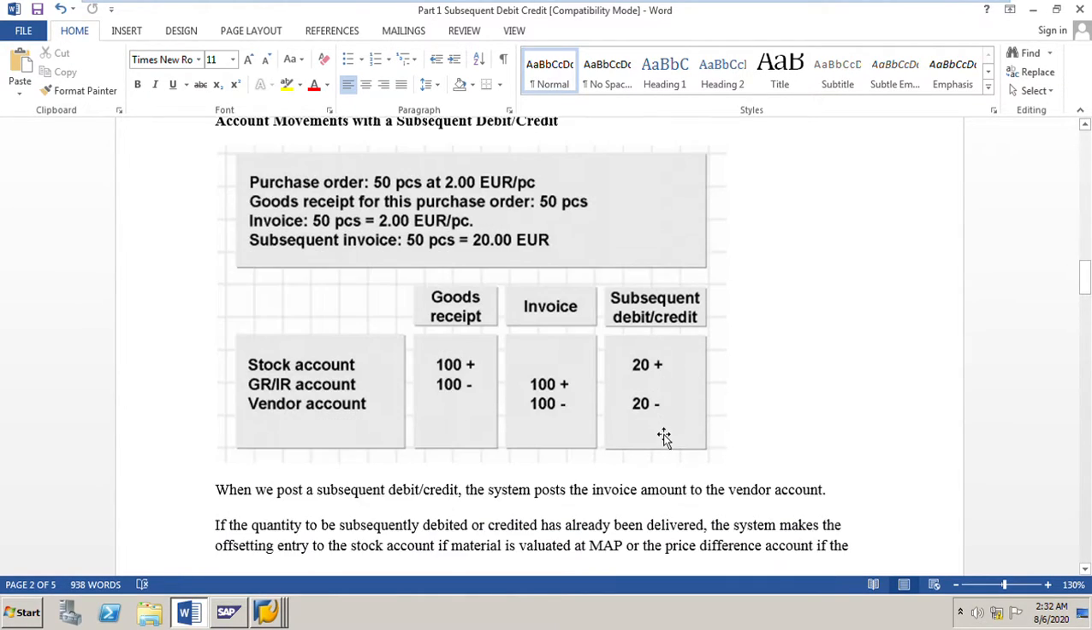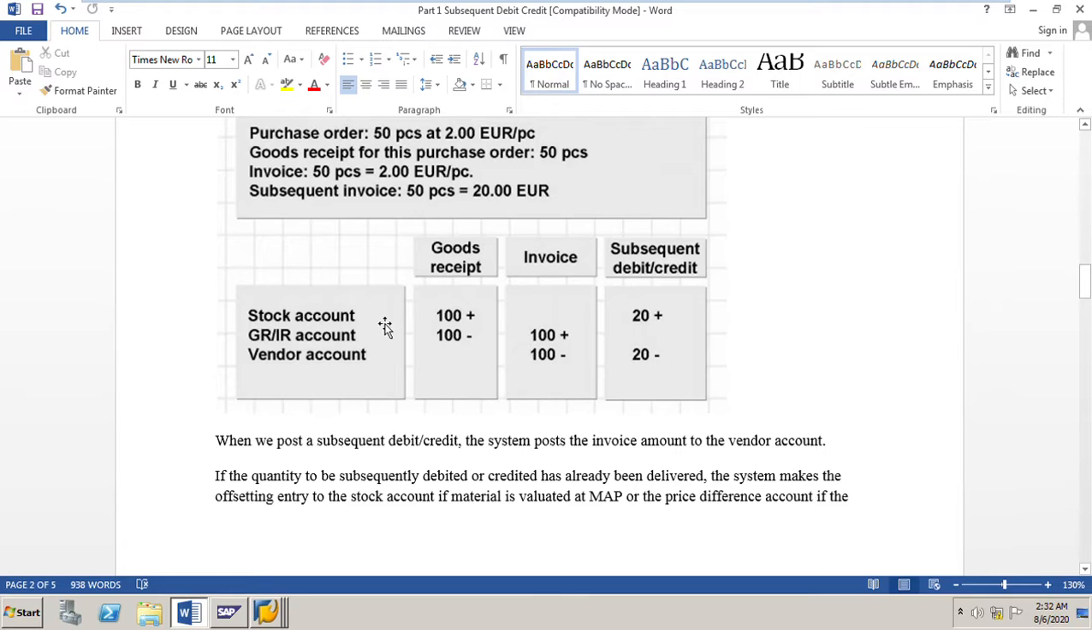So here, one important thing: why has it posted to the stock account? Because the material is valuated at moving average price. Suppose the material is valuated at standard price, then this subsequent debit amount of €20 will be updated to the price difference account. So here, let us know these points.